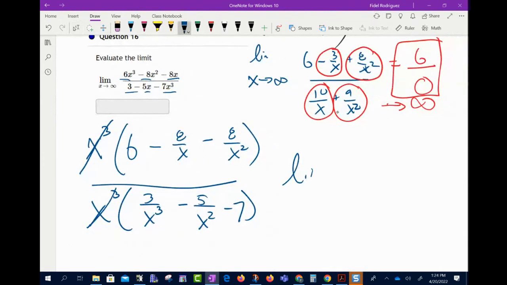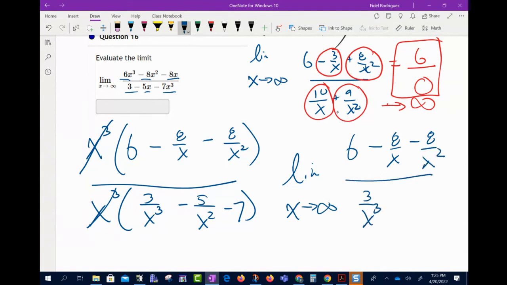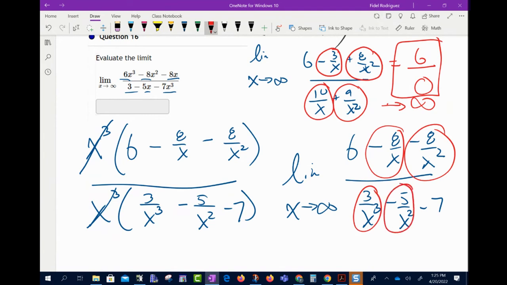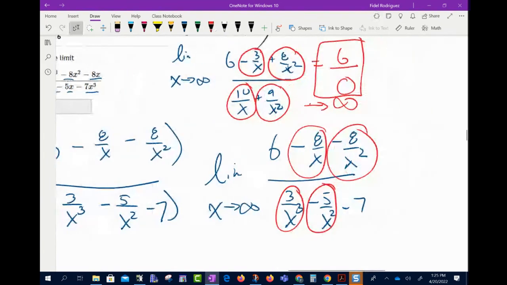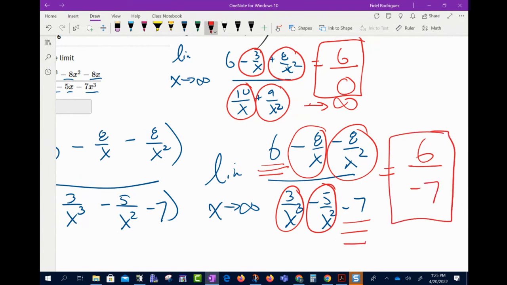Okay, so again, we're still taking the limit as x approaches infinity of 6 minus 8 over x minus 8 over x squared, 3 over x to the third, 5 over x squared minus 7. Okay, so remember what we said. As x gets bigger and bigger and bigger, anything divided by any kind of an x is going to be approaching 0. So on the top, we're going to end up with what number? 6. On the bottom, we're going to end up with what number? And there's going to be my limit. Right?